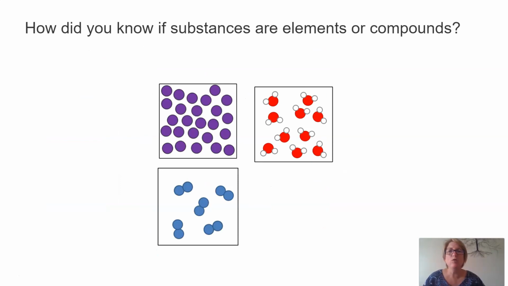So how do you know if substances are elements or compounds? Have a look at the diagrams here and see if you are able to work out which of these are elements and which of these are compounds.